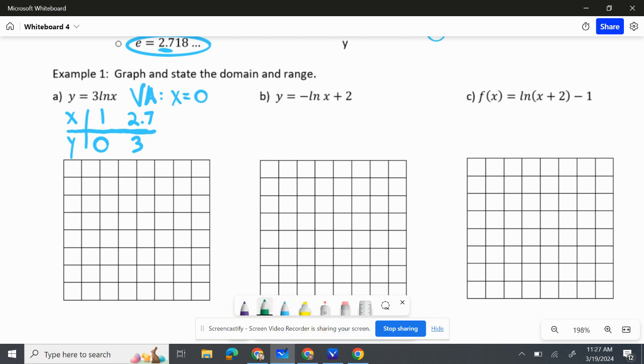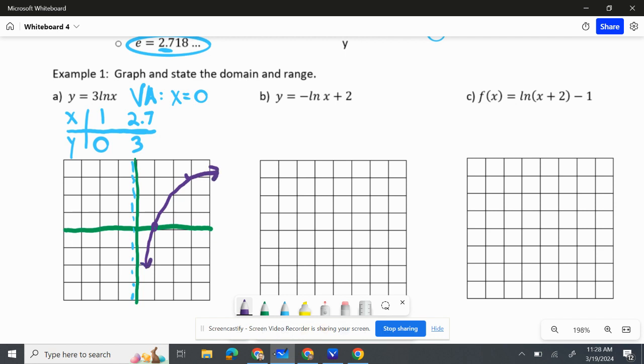So when I'm graphing this, I'm first going to put in my vertical asymptote. And so my vertical asymptote is at 0. And then I have my points. I have 1, 0, and I have 2.7 and 3. And then I'm going to graph it.